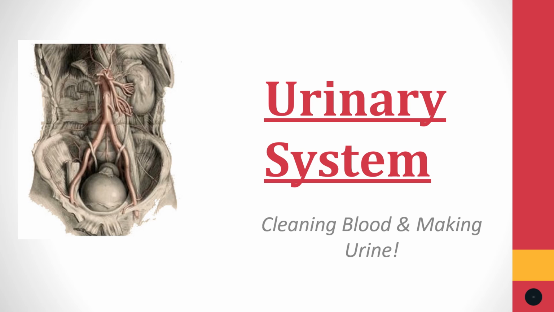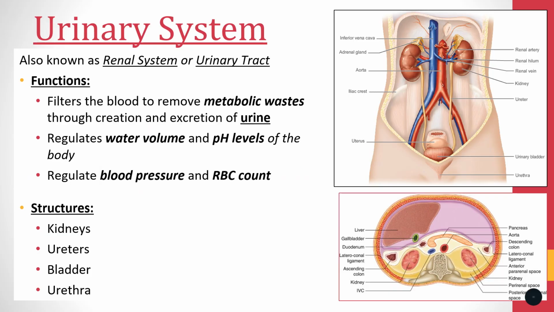All right, this will be part one of our lecture series on the urinary system. The urinary system you'll also hear referred to as the renal system or the urinary tract. Its functions are to filter the blood, to remove metabolic waste. It does this through creation and excretion of urine.